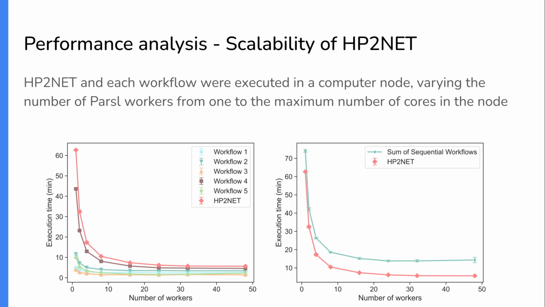This analysis showed that executing HP2Net with all the 5 workflows is comparable to executing only the slowest one, and the impact caused by the data reuse when comparing HP2Net to the sequential execution of the 5 workflows.